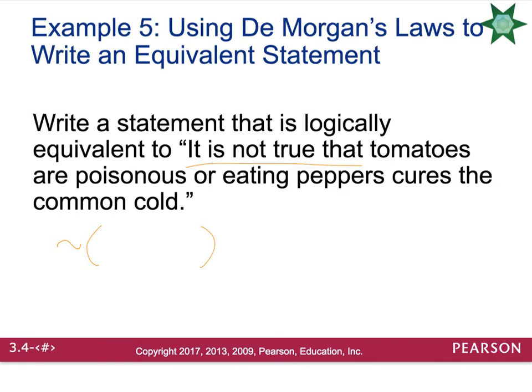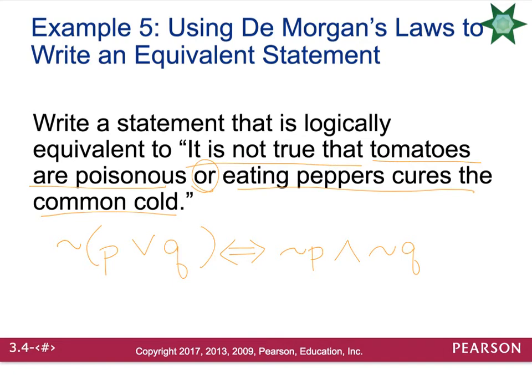It is not true that tomatoes are poisonous. Okay, so let's let tomatoes are poisonous be statement P. Then they use the word or, so that's your disjunction. Eating peppers cures a cold. So eating peppers curing a cold would be Q. Okay, well, we just learned De Morgan's Law that said what you need to do to be equivalent to this is negate the P and negate the Q, and change the or to an and. And if you do that, those will be equivalent statements.